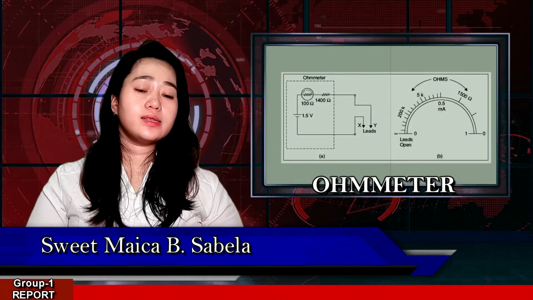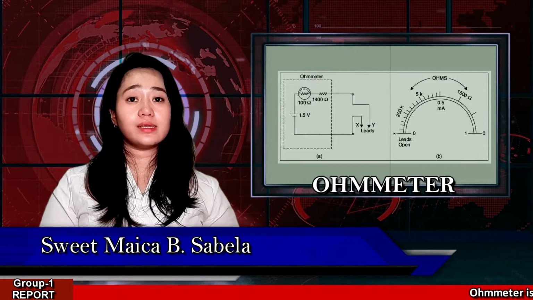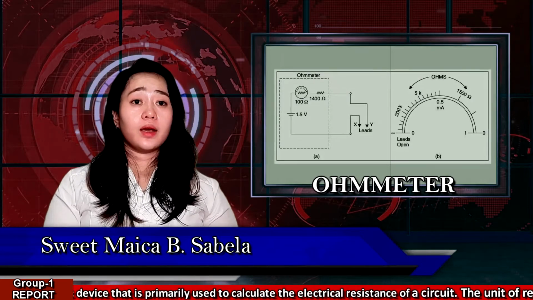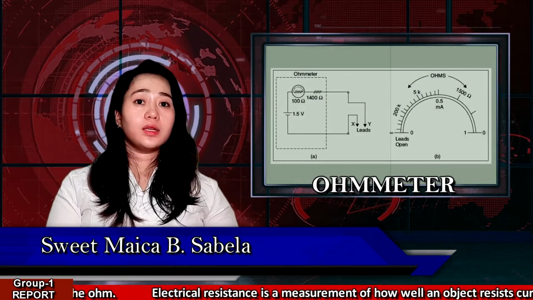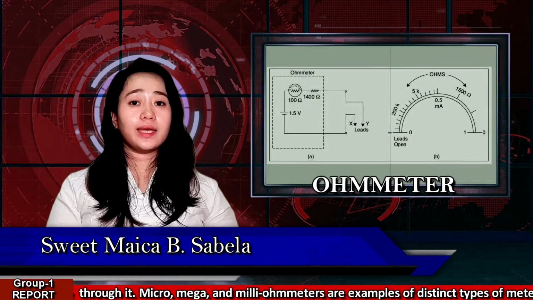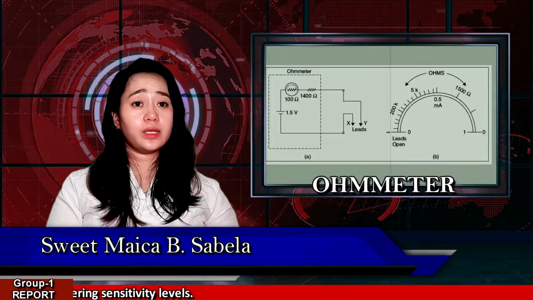So another type of analog and digital measuring and testing instrument is the ohmmeter. An ohmmeter is an electronic device that is primarily used to calculate the electrical resistance of a circuit. The unit of resistance is the ohm. Electrical resistance is a measurement of how well an object resists current passage through it. Micro, mega, and milliohmmeters are examples of distinct types of meters with differing sensitivity levels.